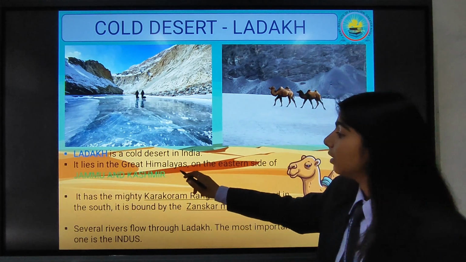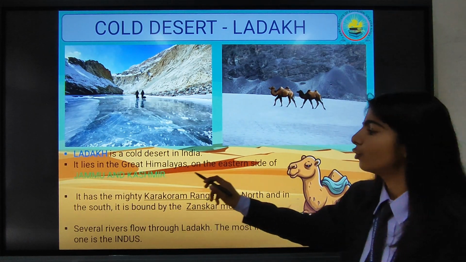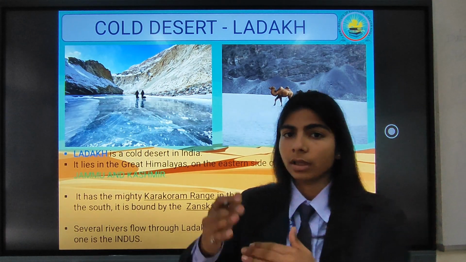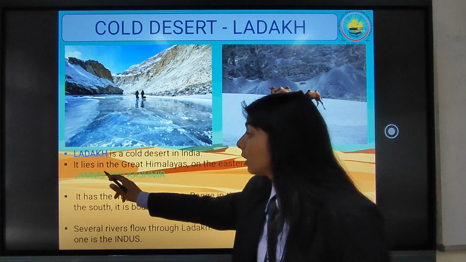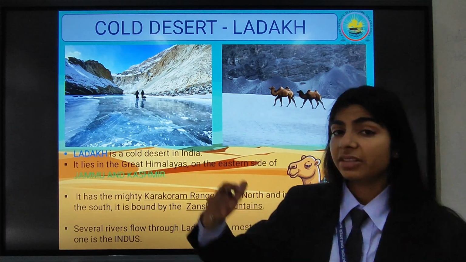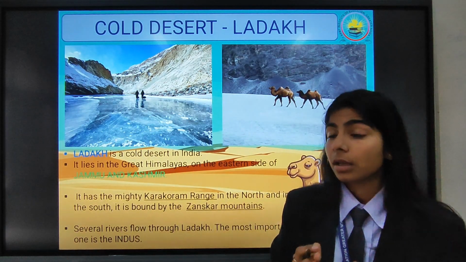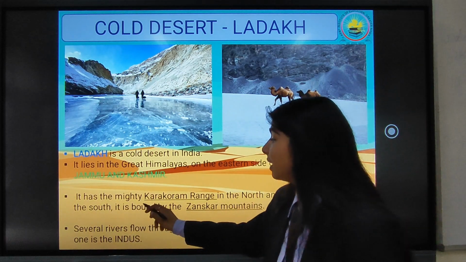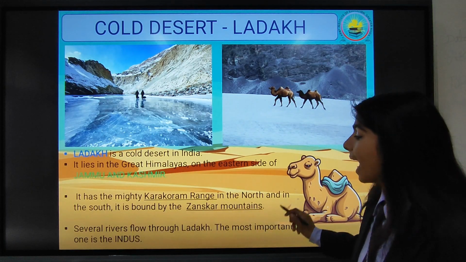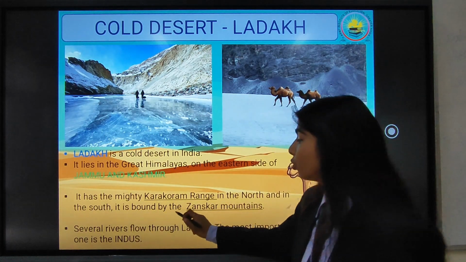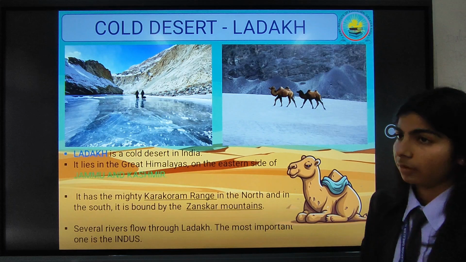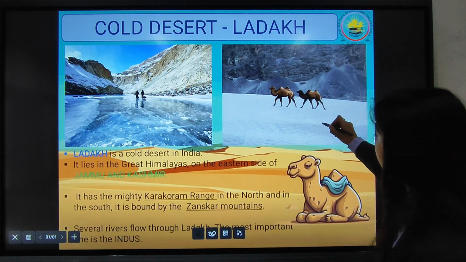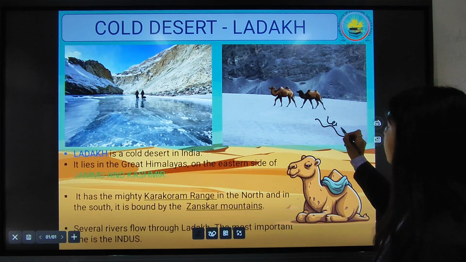It lies in the Great Himalayas on the eastern side of Jammu and Kashmir. Where is this cold desert found? Ladakh is found in the Himalayas. It lies in the Great Himalayas, on the eastern side of Jammu and Kashmir. It has the mighty Karakoram range in the north, and in the south it is bound by the Zanskar mountains. So students, that means it's north. This is Ladakh.